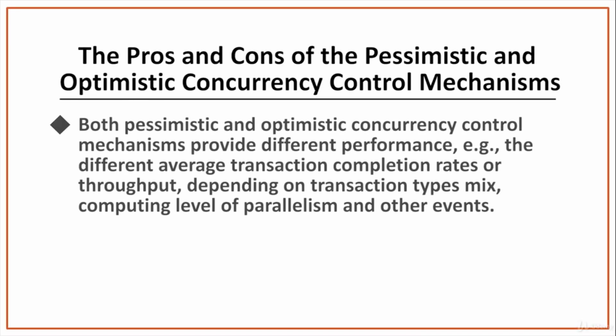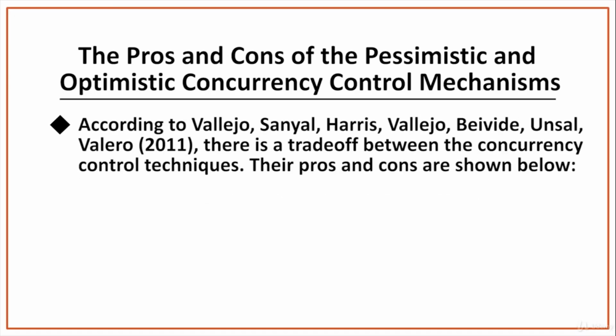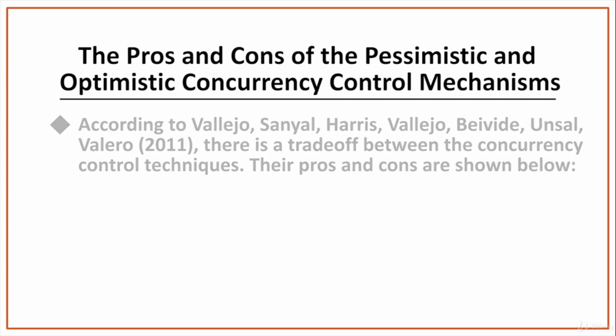Both pessimistic and optimistic concurrency control mechanisms provide different performance, for example, different average transaction completion rates or throughput depending on transaction types mix, computing level of parallelism, and other events. According to Vallejo, Sanyal, Harris, Vallejo, Beivide, Unsal, Valero, 2011, there is a trade-off between the concurrency control techniques. Their pros and cons are shown as follows.